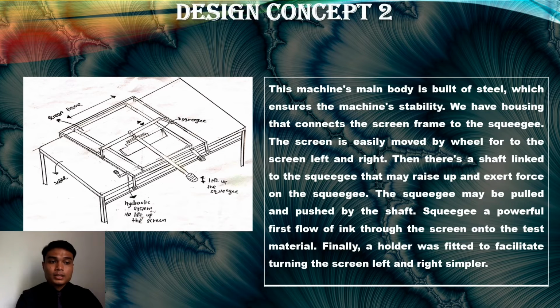Next, this is design concept 2. This machine's main body is made of steel to ensure the machine's stability. We have a housing that connects the screen frame to the squeegee. The screen is easily moved by a wheel to move left and right. Then there is a shaft linked to the squeegee that can rest up and exert force on the squeegee. The squeegee may be pulled and pushed by the shaft, forcing ink through the screen onto the test material. Finally, a holder was fitted to make it easy for people to turn the screen left and right.